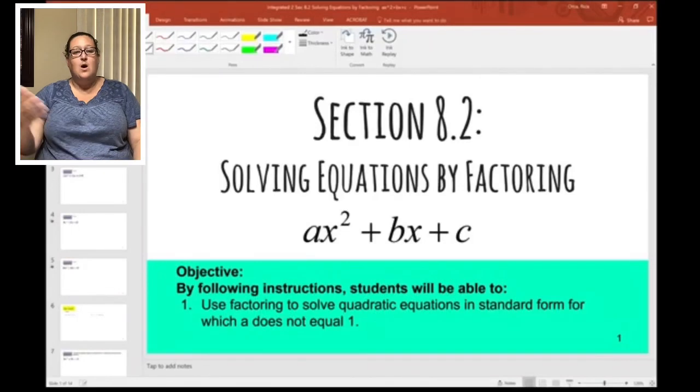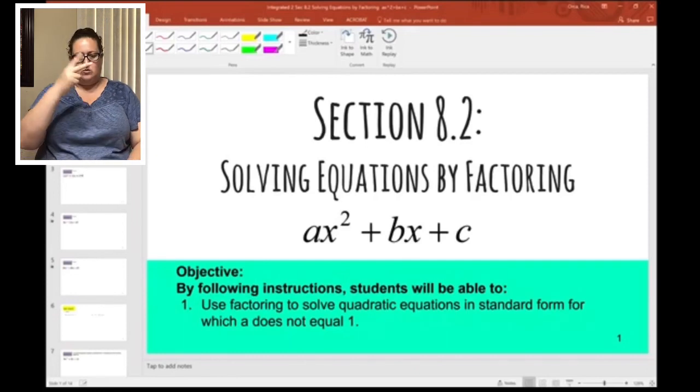Welcome back, class. Today we are looking at section 8.2, solving equations by factoring ax squared plus bx plus c.